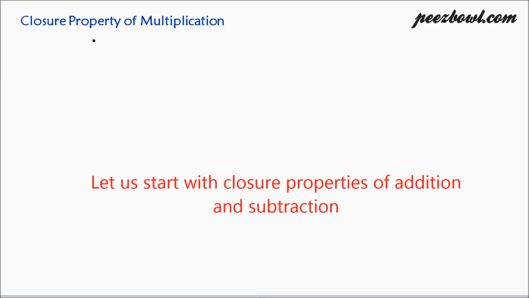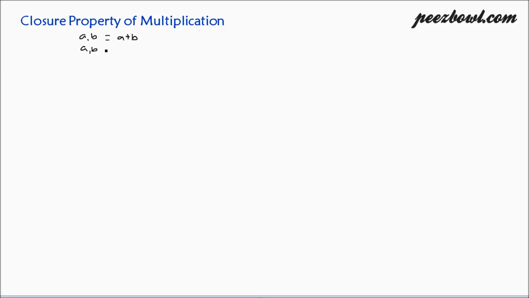Let us understand closure property of multiplication. Closure property of addition says that for any two integers a and b, their sum, that is a plus b, is also an integer. Same way for subtraction also, when we have two integers a and b, then their subtraction will also be an integer. Same way, closure property of multiplication says for any two integers a and b, their multiplication a multiplied by b will also be an integer. Let us prove it.